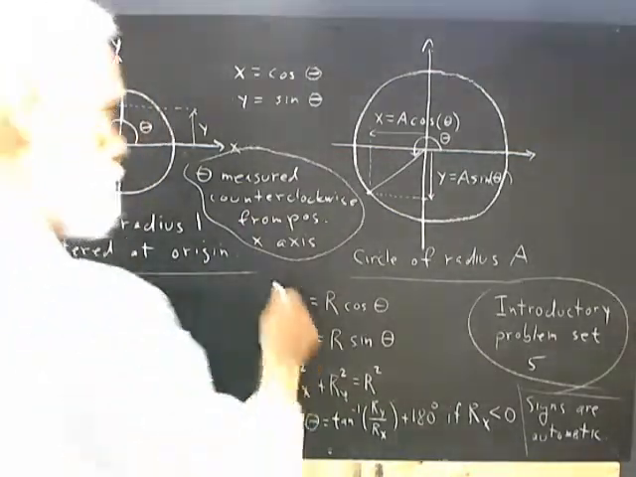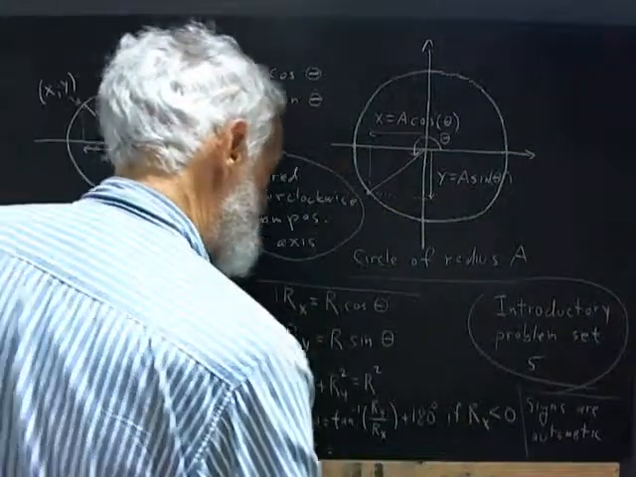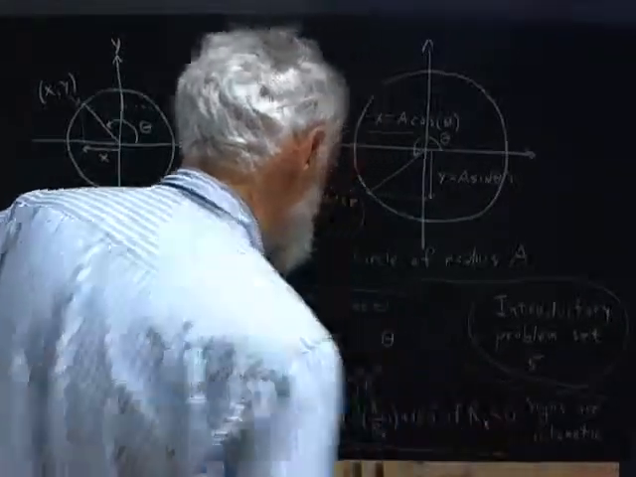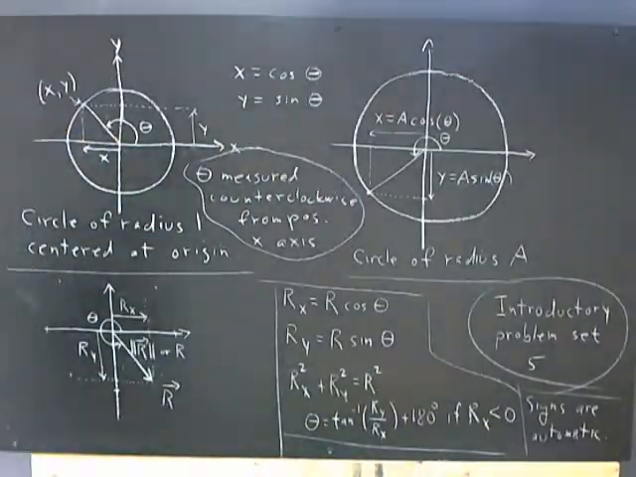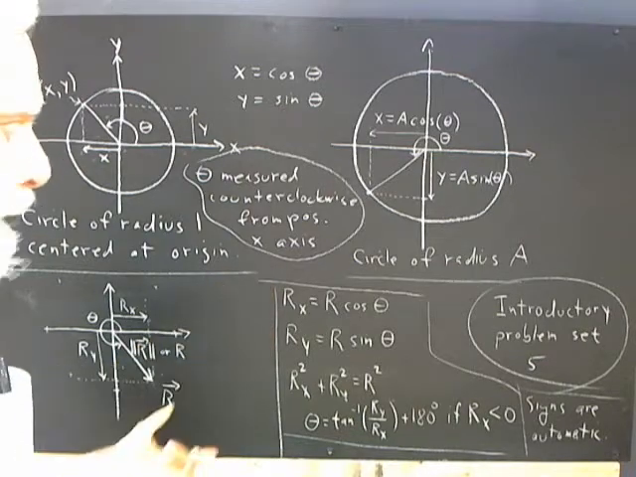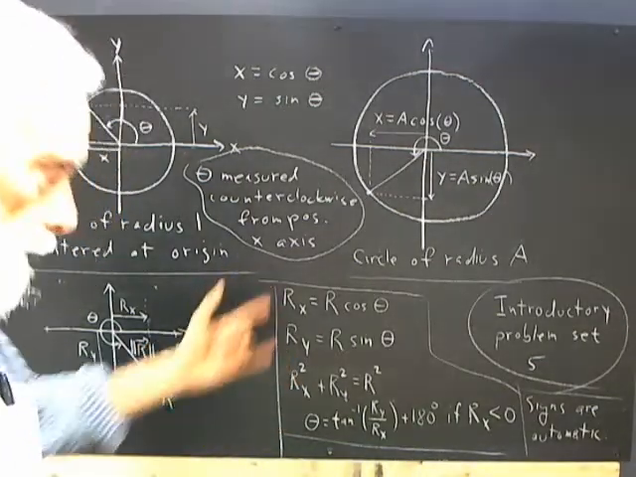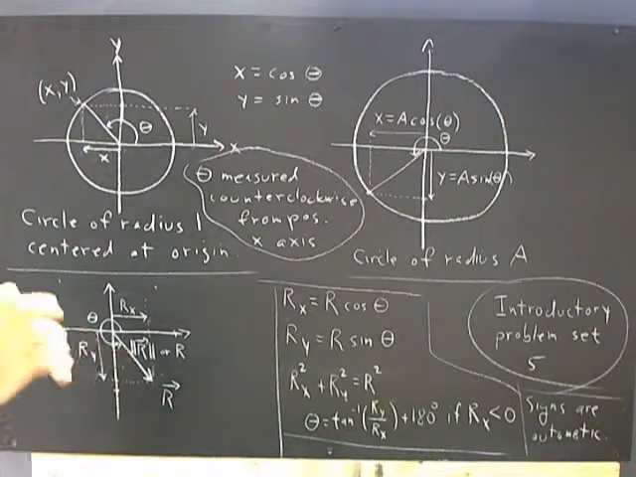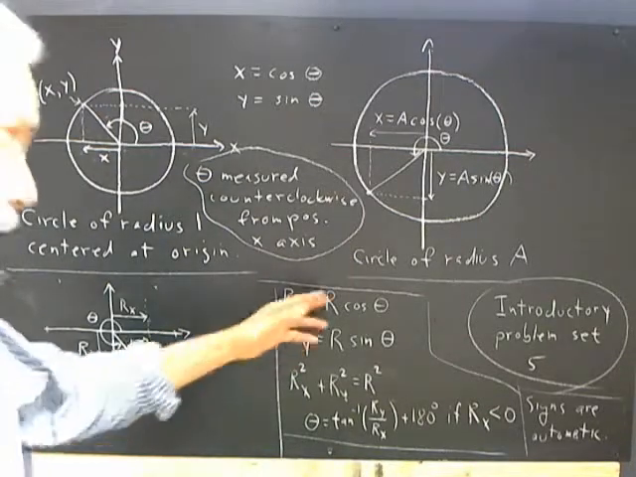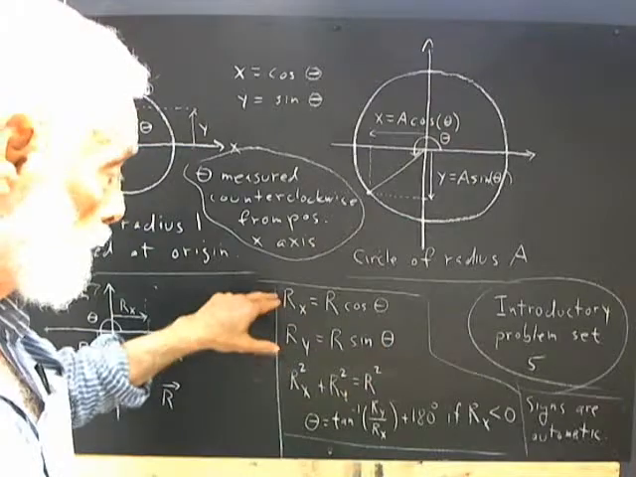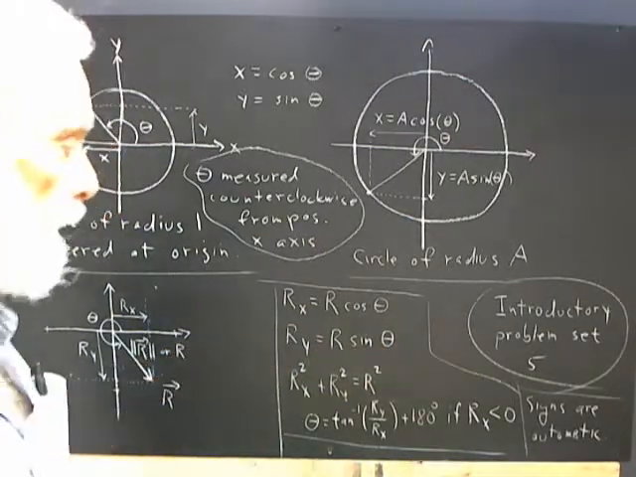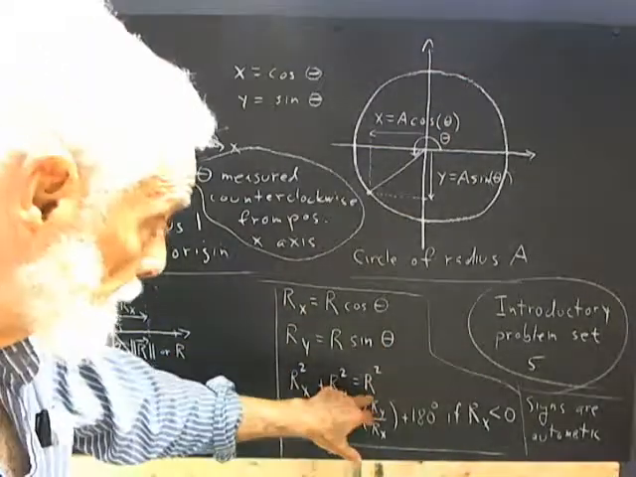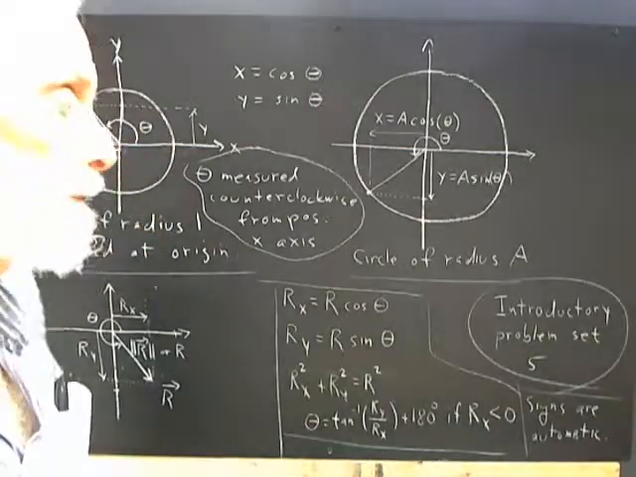These four relationships completely define the vector and its components in terms of the sines and cosines. If you know the magnitude and angle of the vector, you can find its components. If you know its components, you can find its magnitude and its angle.